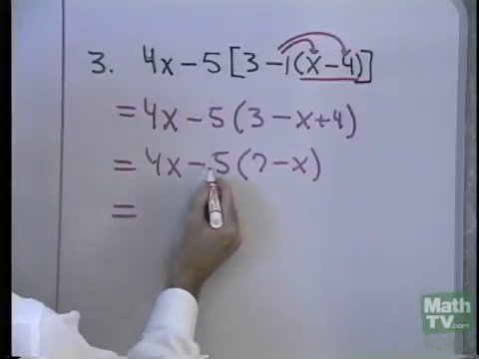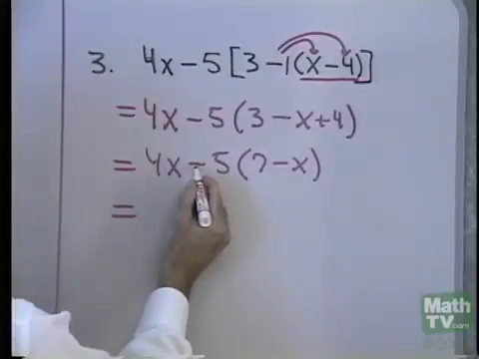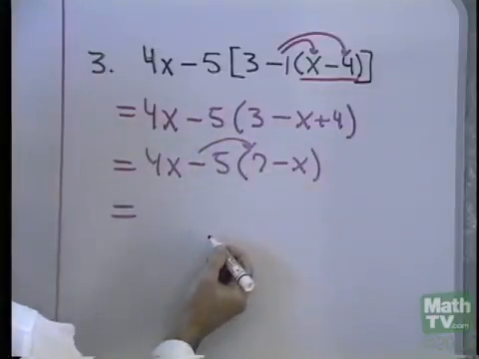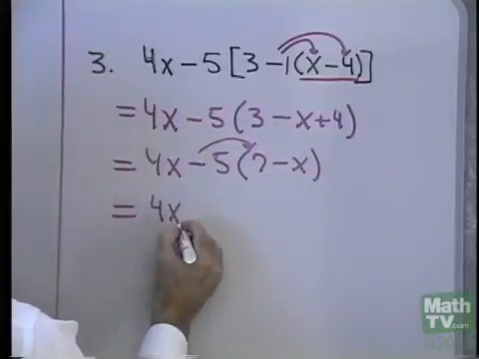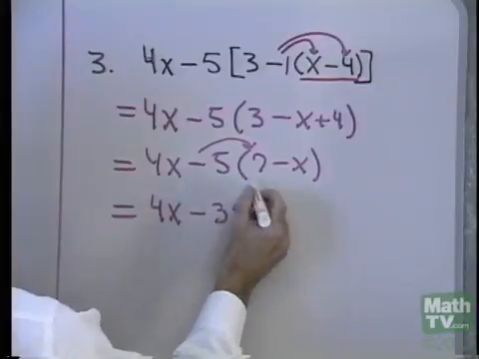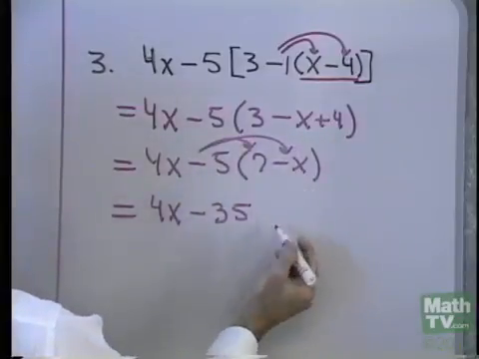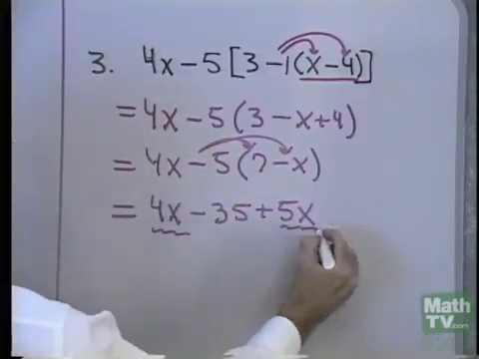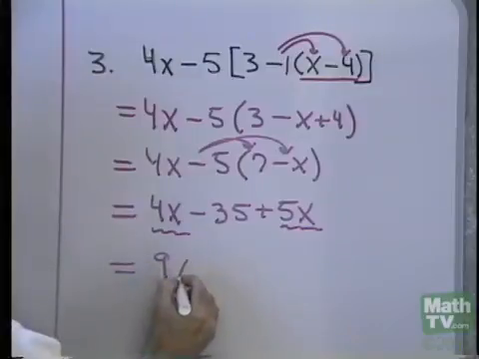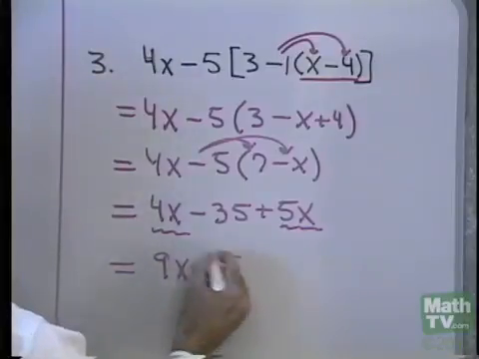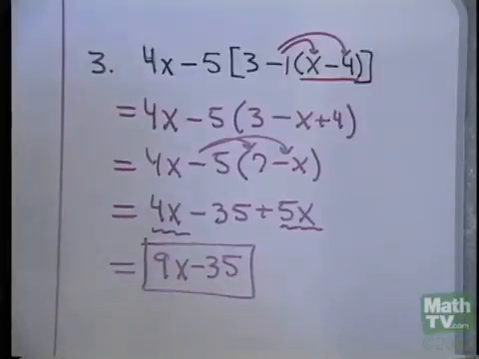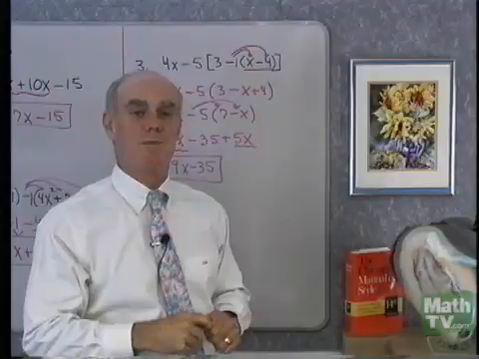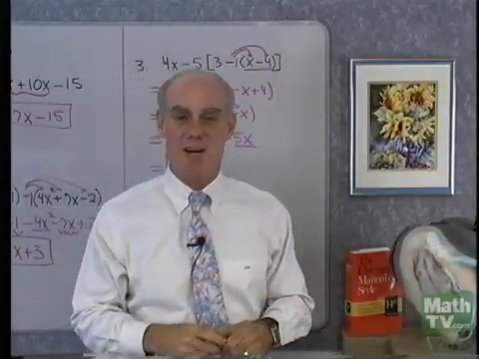Now I'll distribute the 5 and take the negative sign with it, thinking of this as addition of negative 5 times all this. So negative 5 times 7 will be negative 35, which I'll write as 4x minus 35. Negative 5 times negative x is positive 5x. I see I have two similar terms, 4x and 5x. That will give me 9x minus 35. So three different looking problems, each of which, though, really amounts to simply an exercise in combining similar terms.